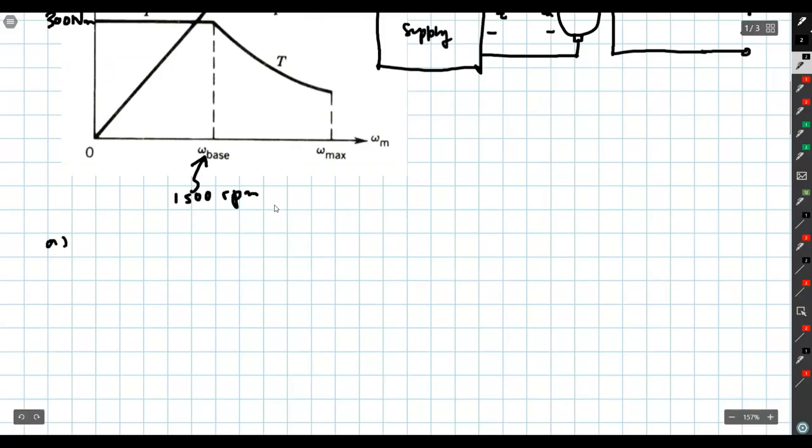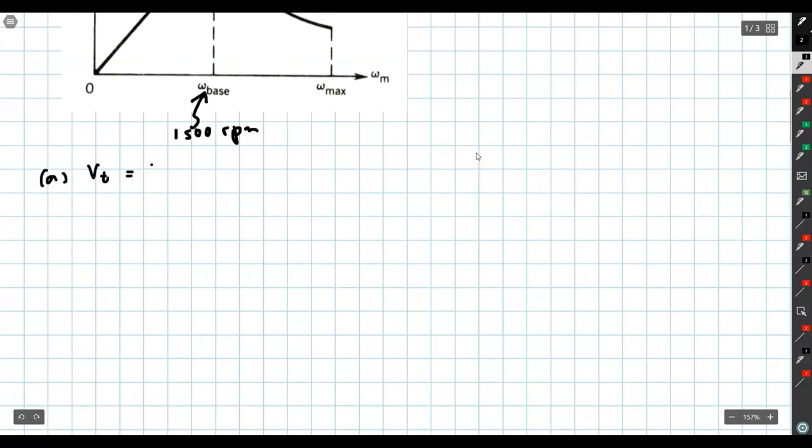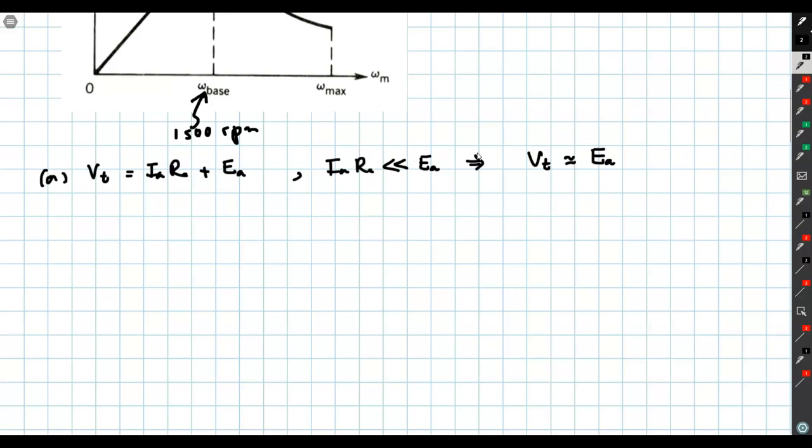So part A of the question. If you write down the KVL of the armature circuit here, you can write down VT equals IA RA plus EA. The assumption that we are going to make is that IA RA is much smaller than EA, which means that VT is therefore roughly equal to EA. This is true since RA is typically very small, and at high speed, especially at 500 volts, the value of IA RA, which is the voltage drop across the armature resistance, is going to be very much smaller than EA.